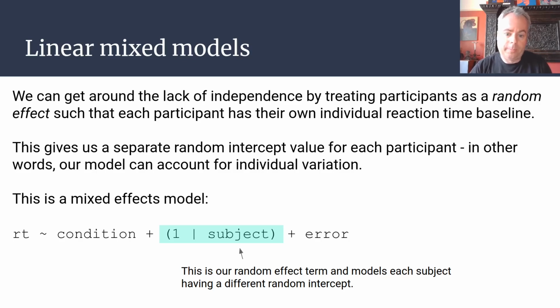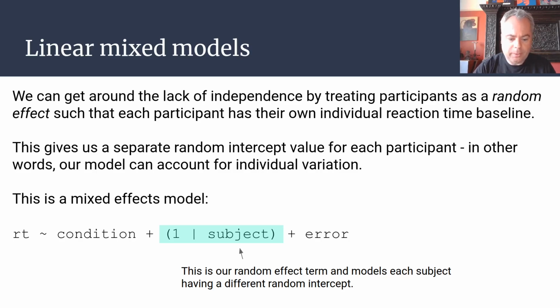What's nice about mixed models is we can actually get around this lack of independence by treating participants as what's known as a random effect. What that effectively lets us do is model each participant such that they have their own individual reaction time baseline. So we can capture those individual differences in our mixed model. We do that by modeling participant as a random effect. So this will give us a separate random intercept for each participant, a measure of their baseline reaction time speed.